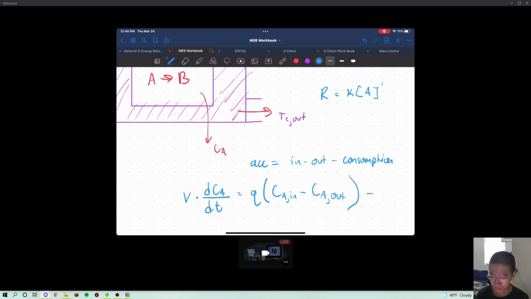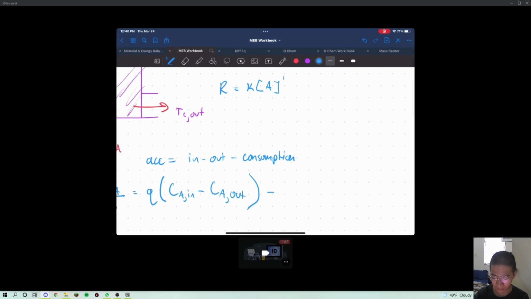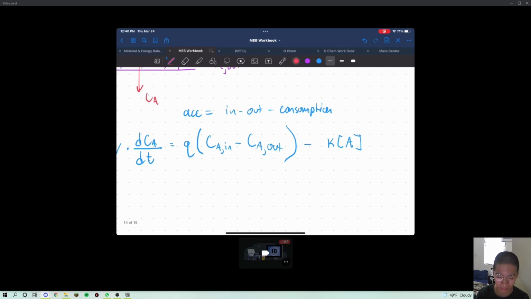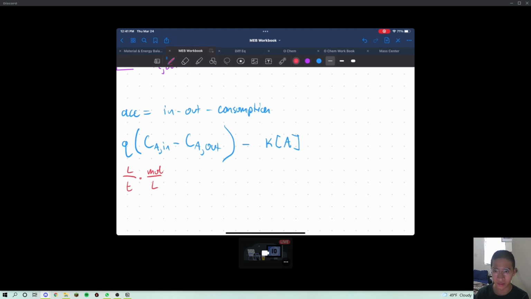Therefore, consumption is very simply a matter of this rate law, K times A. Okay, let's look at the units again. Over here, remember flow rate, it's volumetric flow rate. So it's units of volume, so liters over time multiplied by moles per liter. Over here, right now, we just have K. K is our rate.